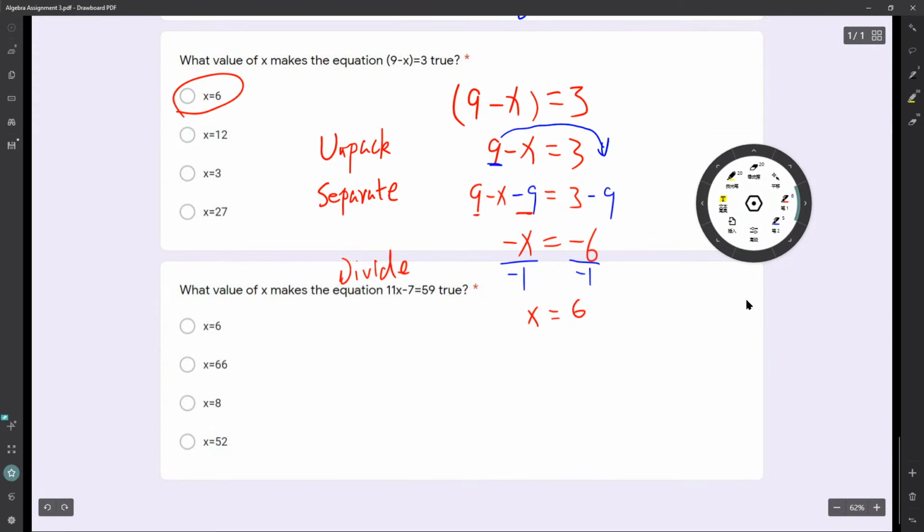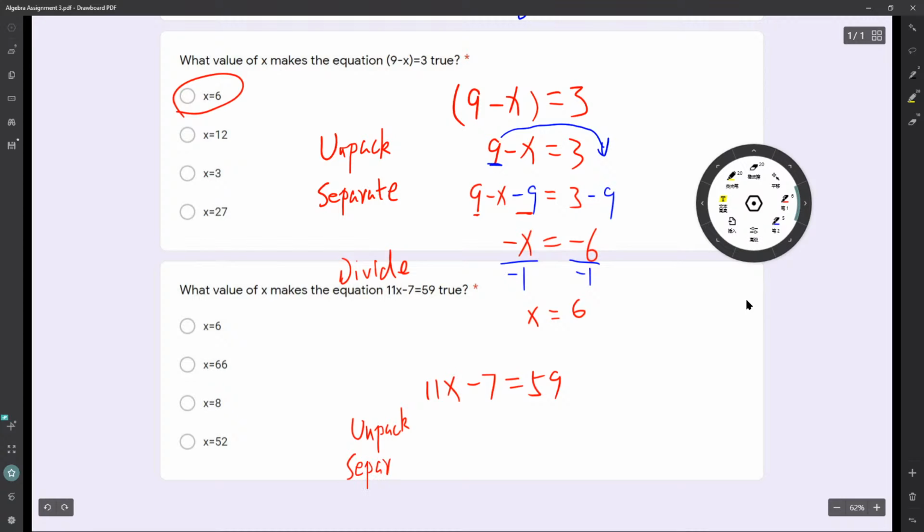Okay, last one. 11x subtract 7 is 59. Which one can make this true? Okay, we can try the same 3 steps. First, unpack. You can see we don't have any parentheses here, so we can just skip. We don't have to unpack.